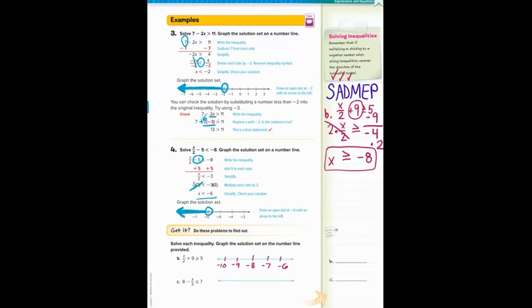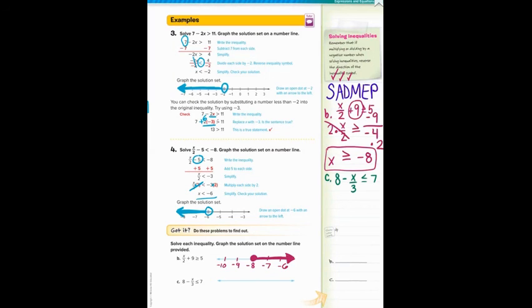So to graph x is greater than or equal to -8 on the number line, we're going to put a closed circle on -8. The reason why it needs to be closed is because -8 is going to be included in the solution set. Then we need to shade all of the numbers to the right of -8. We need to shade the numbers to the right because we need to include all of the numbers that are greater than or equal to -8. This also matches our inequality symbol because they're both pointing to the right.